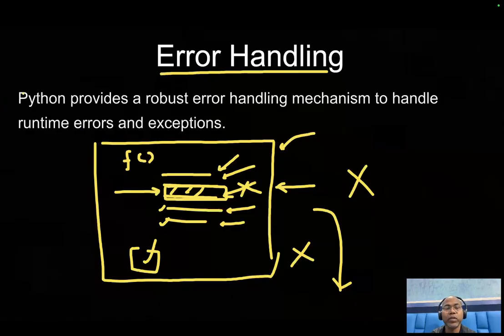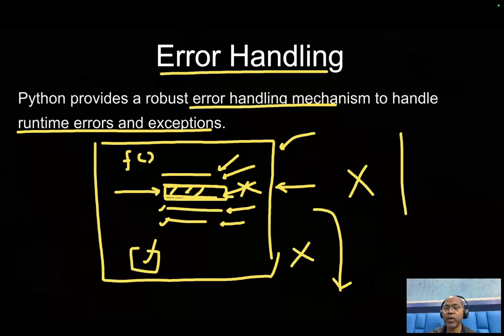So in those situations, Python provides an error handling mechanism to handle runtime errors and exceptions. Sometimes you call it an error, sometimes an exception. An exception is when I expect my application to work a certain way, but it is not working. So today we are going to discuss the possible ways Python, as a runtime environment, offers developers.